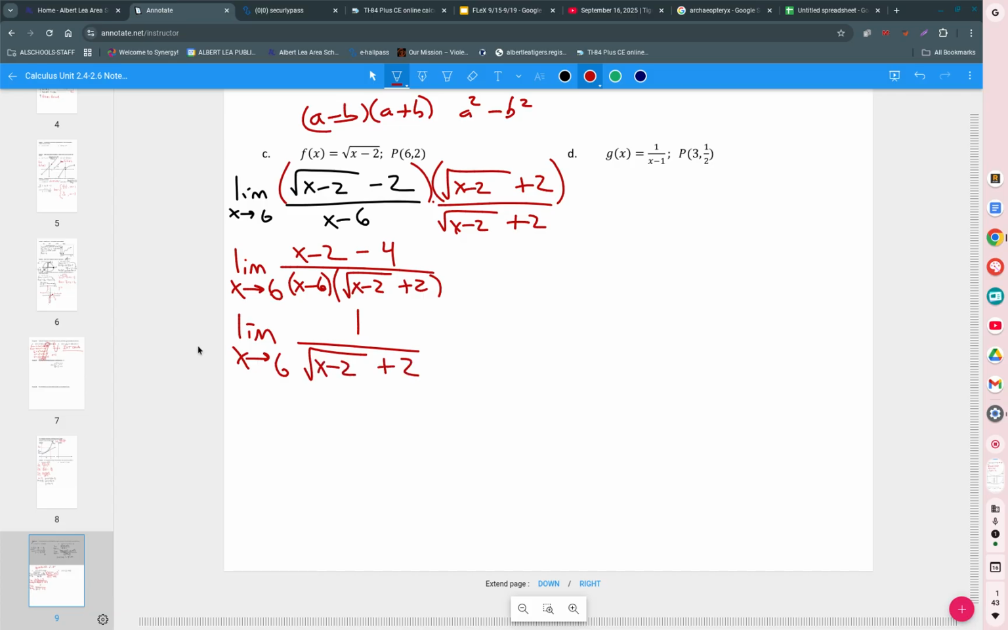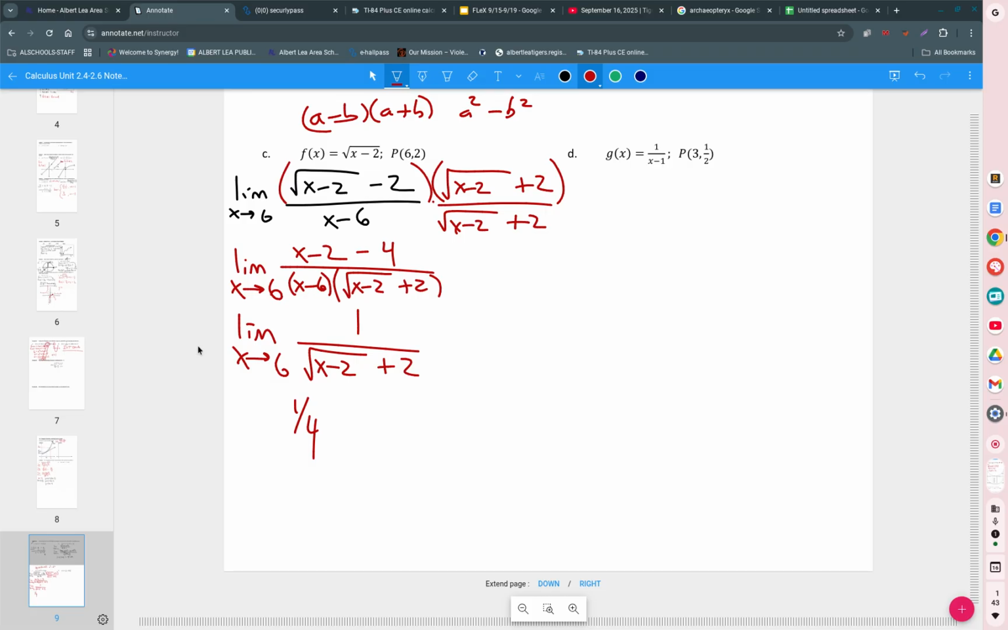Often people ask, do I have to continue to write down limit every time? I would encourage you to do so because it reminds me I still need to plug in 6. I haven't done it yet. Now that I plug in 6, 6 minus 2 is 4, square root is 2, plus 2 is 4, I get 1/4. Let's go back to my original thought. Does 1/4 match with what I predicted about the slope of this type of function? We said it would be positive and it would be less than 1. We use that to our ability.